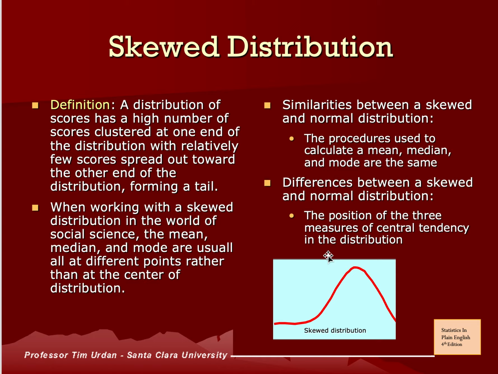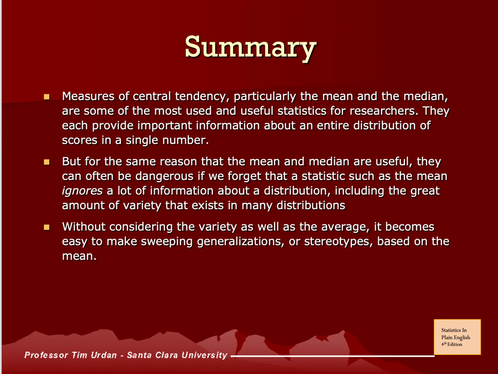If I have a skewed distribution, then I can still use the same process to calculate the mean, median, and mode. They're just not all going to be in the same location like they would be in a normal distribution. If I want to describe the difference between a skewed and a normal distribution, it's really the position of the mean, median, and mode. So in a skewed distribution, everything goes back to the mean, median, and the mode not being equal.